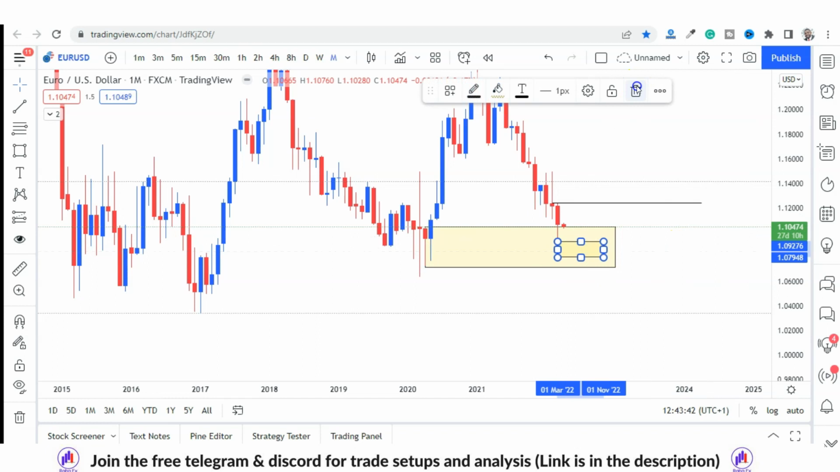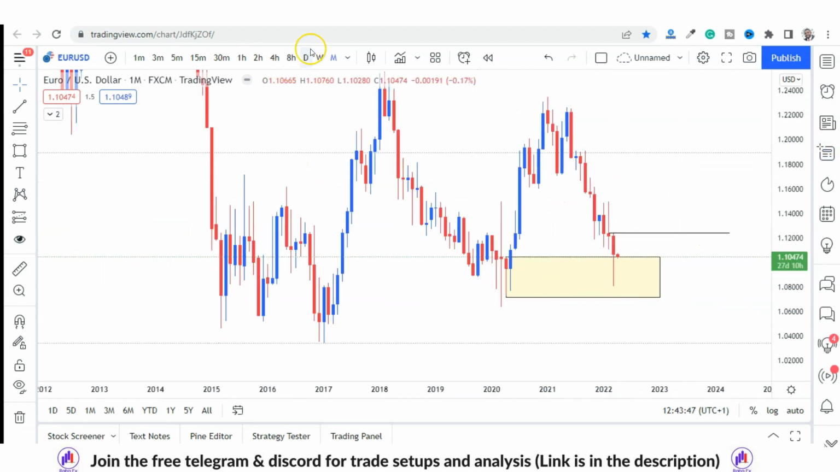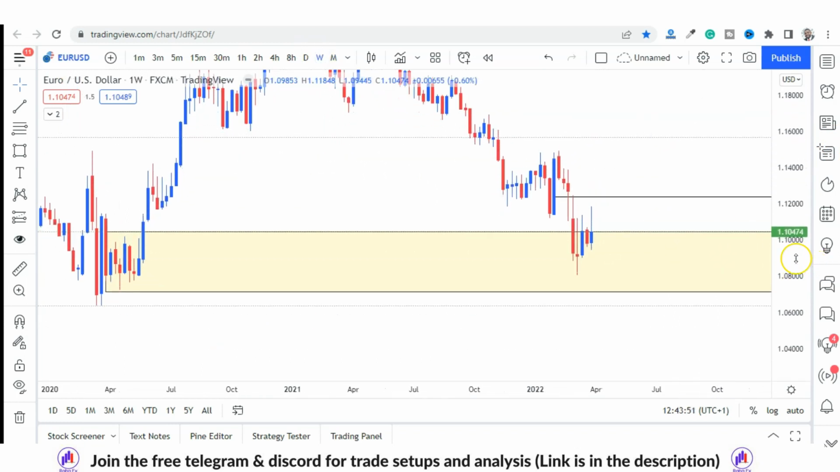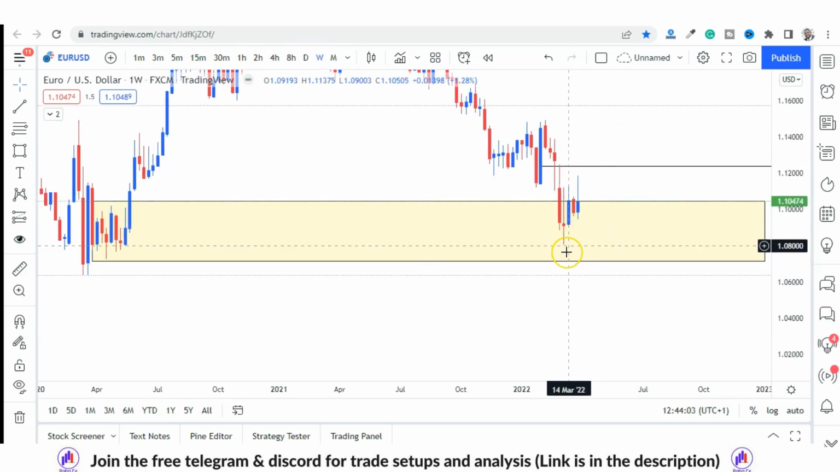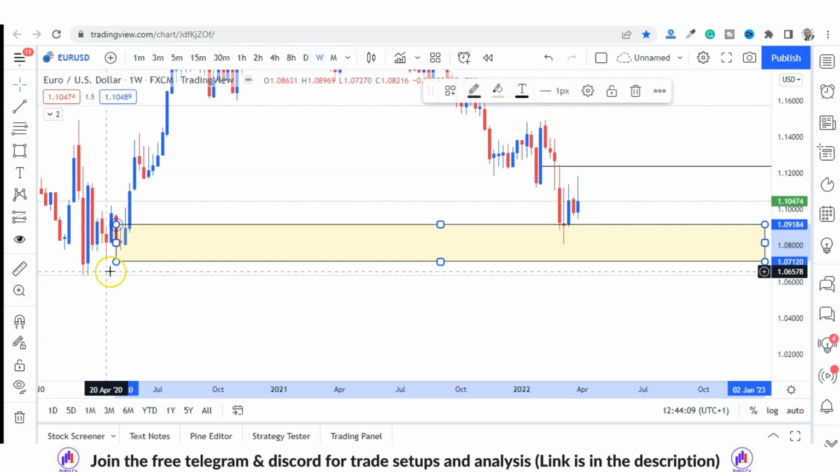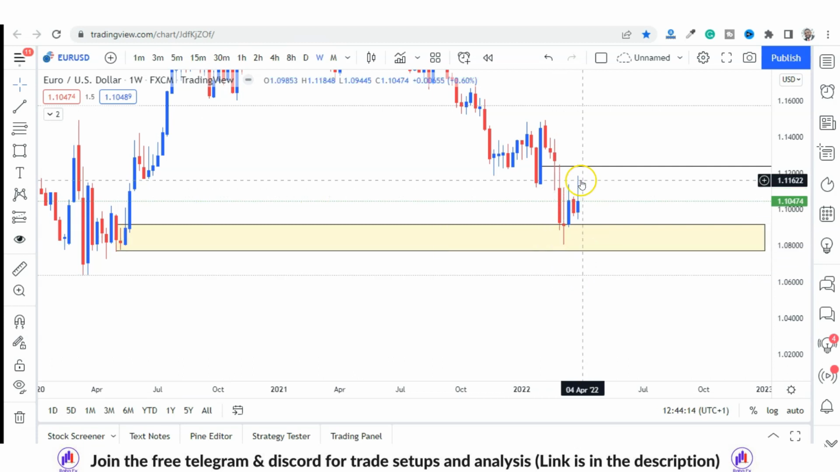So let me take this out. Now from the monthly, I will move down to the weekly. We have 4 weeks in a month, so 4 candles represent a month. So what can we see here? We can see that when price came in here and tapped into this weekly order block, this weekly order block held price, and price moved higher.